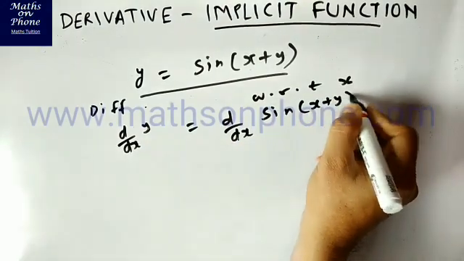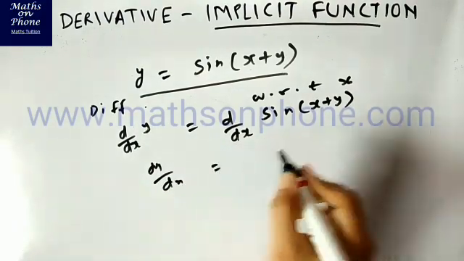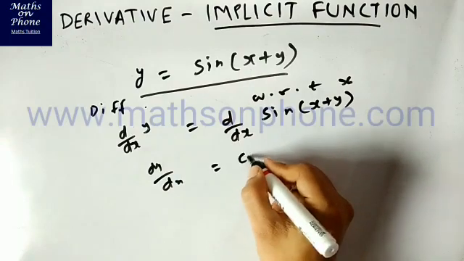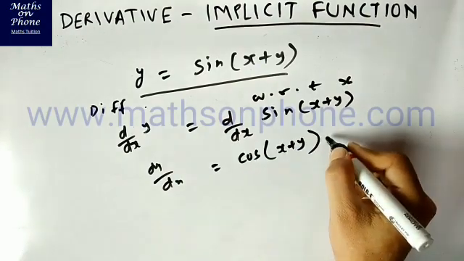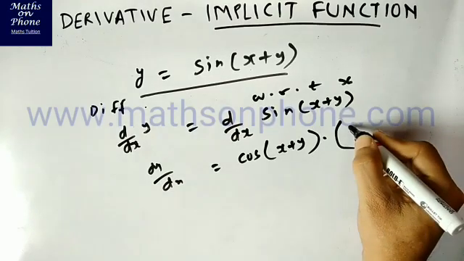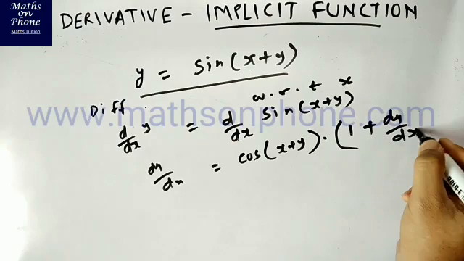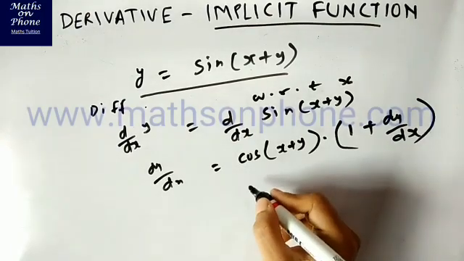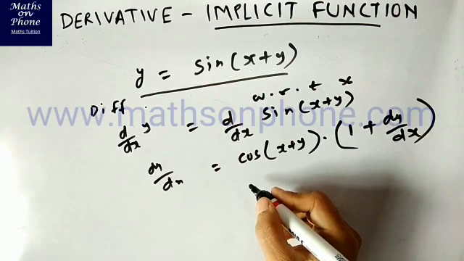Now you follow the process. This is dy by dx, and here you follow the chain rule: sine of something, that will be cos(x plus y). And now the differentiation of x plus y is 1 plus dy by dx. Now you make dy by dx the subject and you will get the derivative of y.